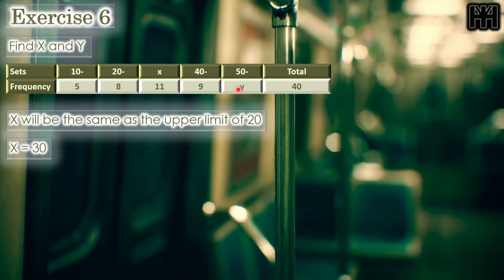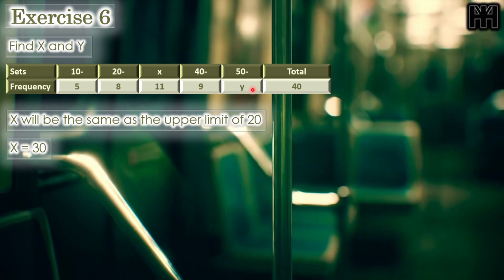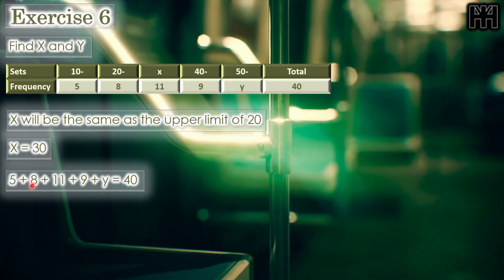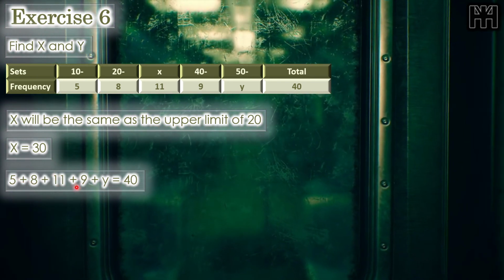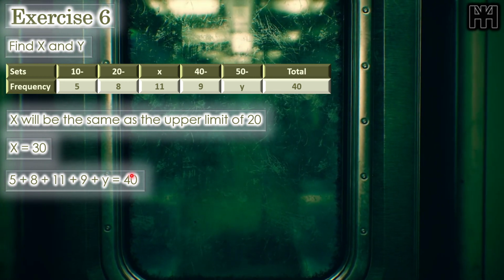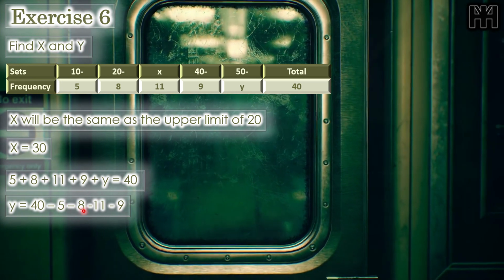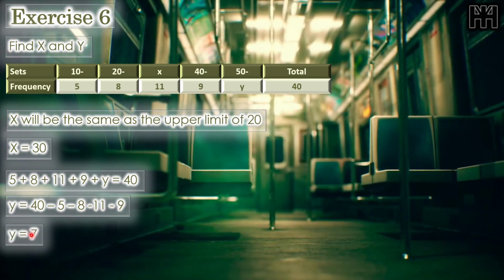Okay, and y. How can we get y? Remember all of these numbers. If we add all of these numbers, we get the total. So we have 5 plus 8 plus 11 plus 9 plus y equals 40. If we send all of these numbers to the other side, 40 minus all of these numbers, we will get y. So we have 40 minus 5 minus 8 minus 11 minus 9 equals y. So y will be equal to 7.